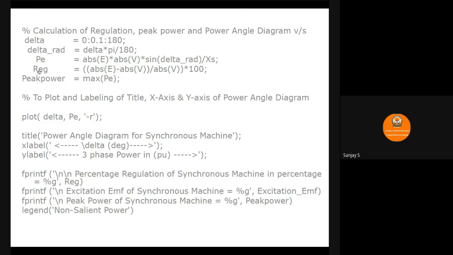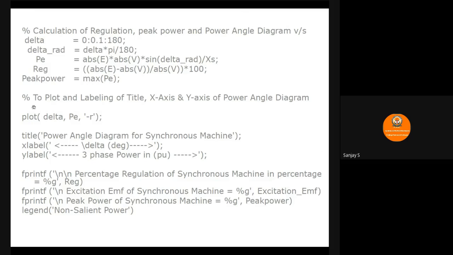Then regulation is given by E minus V by V into 100. I'm taking the magnitude, so absolute of E minus absolute of V divided by absolute of V into 100, which is nothing but E minus V by V into 100. Peak power, you can get the peak power from the curve as the maximum of P. If you use the max function, you will be getting the peak power. Maximum, I need maximum of P.